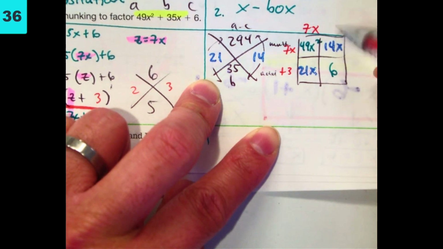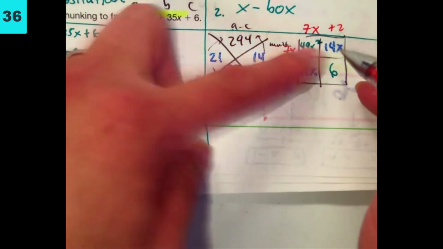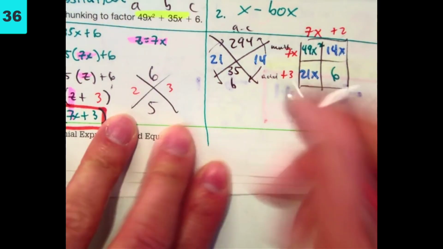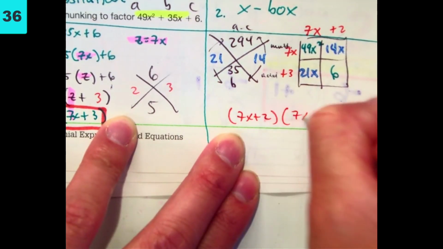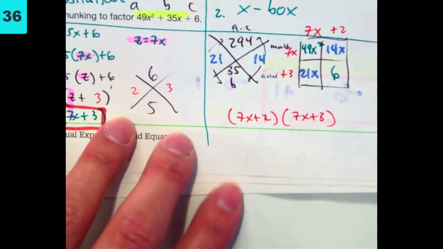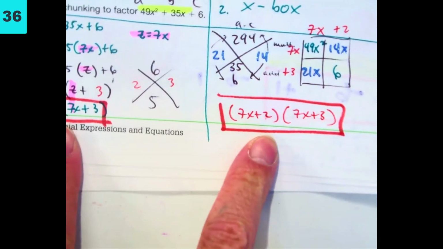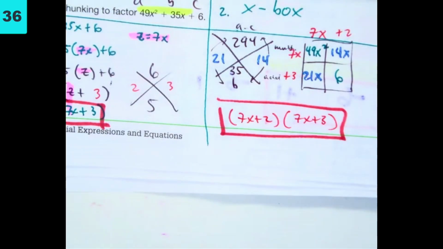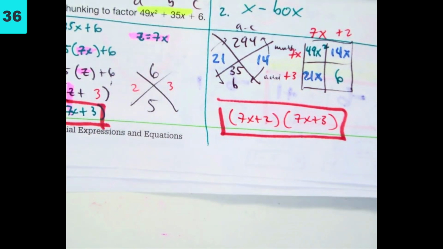Greatest common factor this direction? And you can always multiply to check. 7x times 7x is 49x squared. 2 times 7x is 14x. 7x times 3 is 21x. 2 times 3 is 6. And then my answer is 7x plus 2, 7x plus 3. Class, did we get the same answer? Yeah. So this one, you had to work with larger numbers. Again, in our examples later on, I won't give you such large numbers.